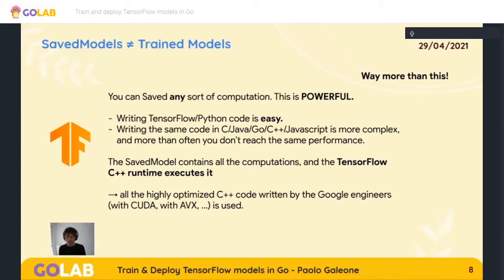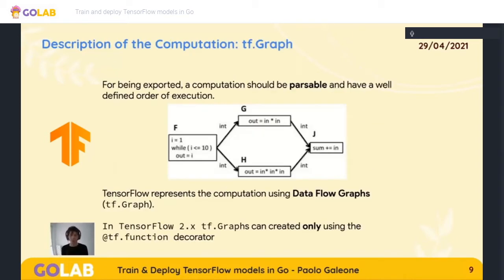And this is really great, because of course, having the TensorFlow C++ runtime, we have all the optimizations that this runtime contains. For example, we have all the computations that are compatible with the GPU. So if our target device has an NVIDIA GPU, this is perfect because all the operations will use the CUDA backend. If our target machine has vectorized instruction support, perfect, it is automatically used. So this is really powerful.